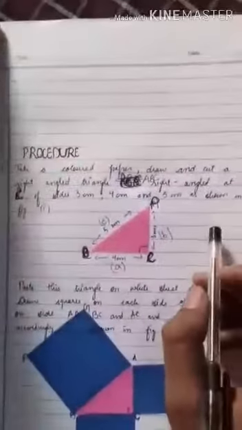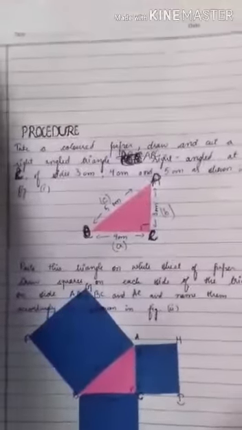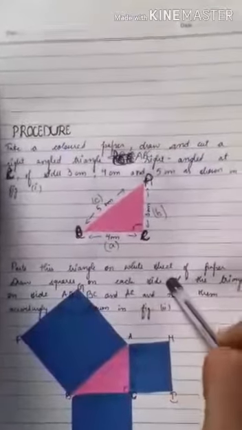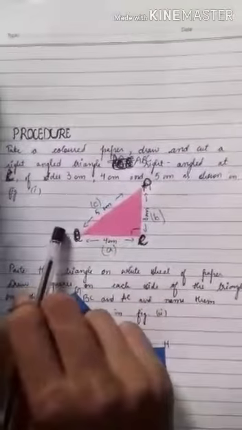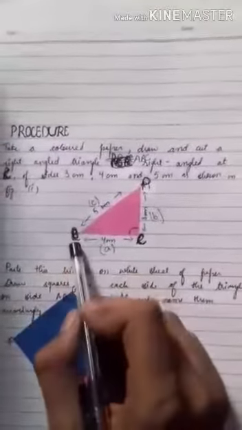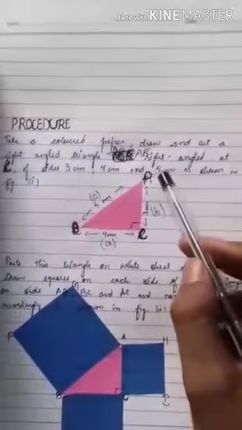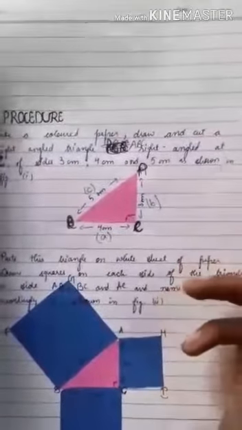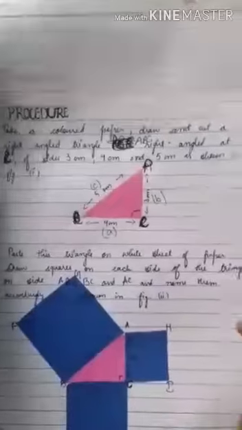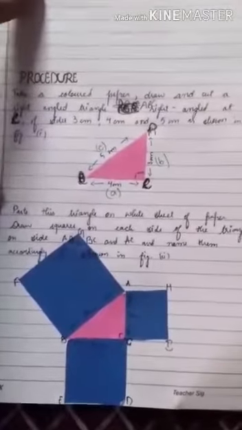So the first step of my activity is to take a colored paper and make a triangle ABC, where AB is equal to the hypotenuse, that is C, and BC is the base, named as A, and AC is the altitude of a right angle triangle. And the second step is to paste the triangle on a white sheet or white paper.